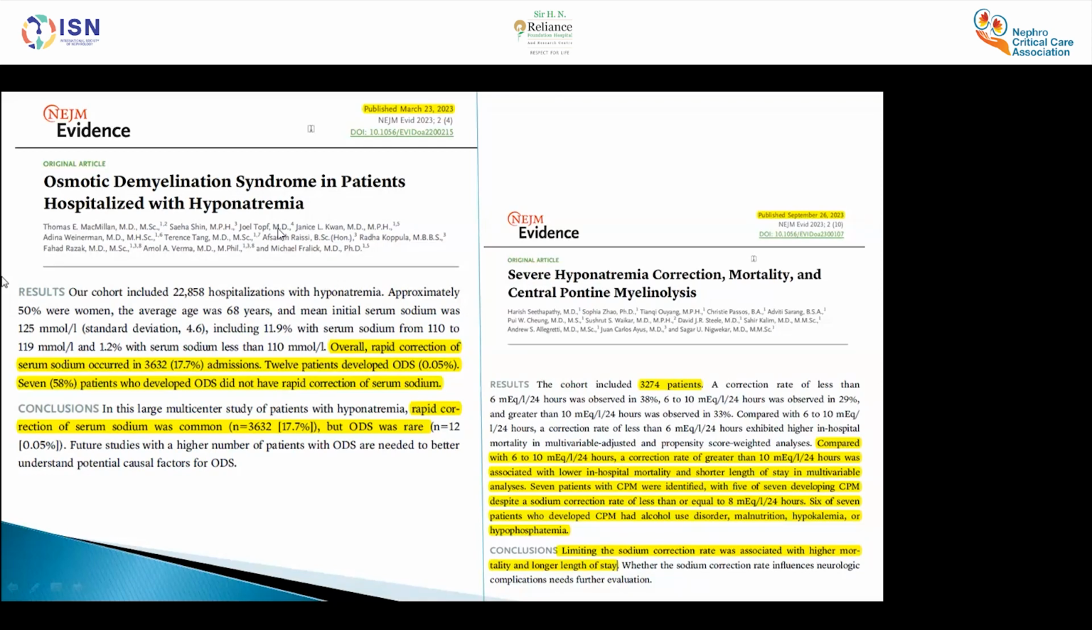So this is a very important point which he said. I think even if you're using 3% normal saline, simultaneously using desmopressin will not be a problem. Just check for polyuria. That is the only point. I think that was a good point.